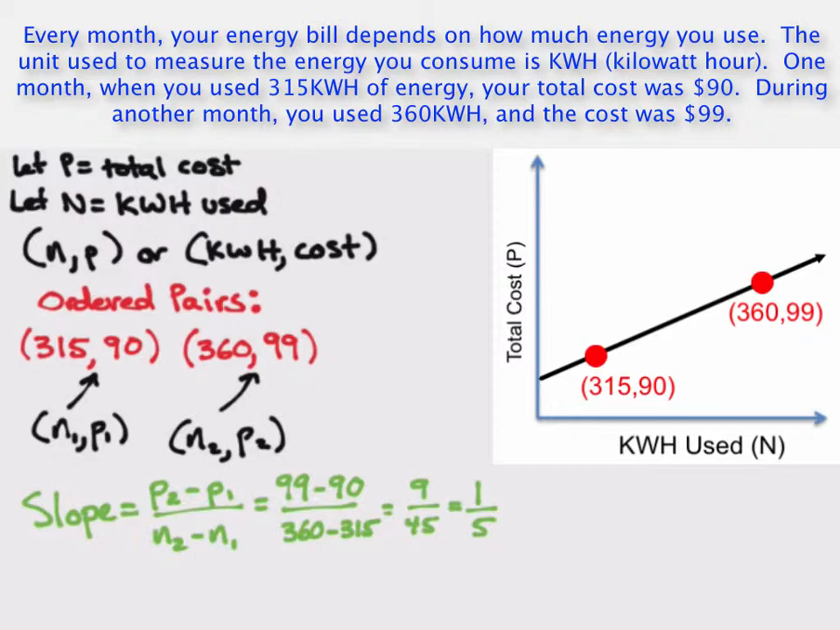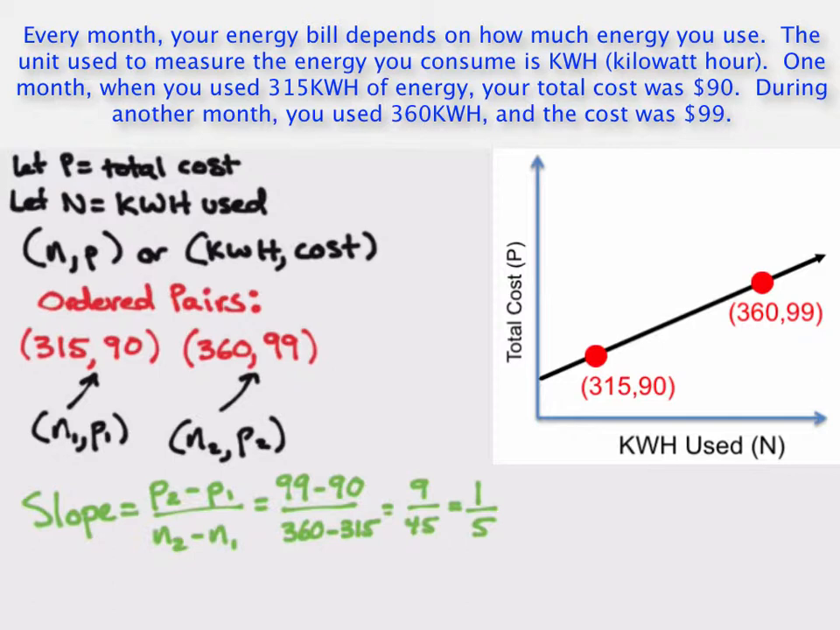Okay, well, what does this slope of 1/5 mean? Well, it means a 5-unit increase in the number of kilowatt hours used will result in a $1 increase in the cost. Similarly, you can think of 1/5 as, for every 1 unit increase in the number of kilowatt hours used, there's a 1/5 increase in the cost, or a 20-cent increase in the cost. That is, every kilowatt hour costs 20 cents, a fifth of a dollar.